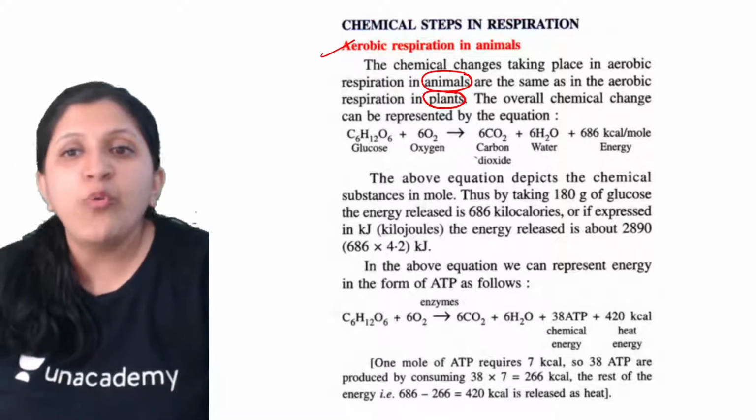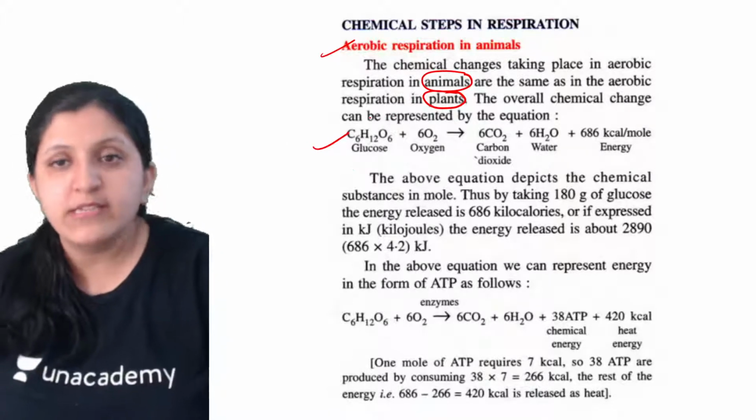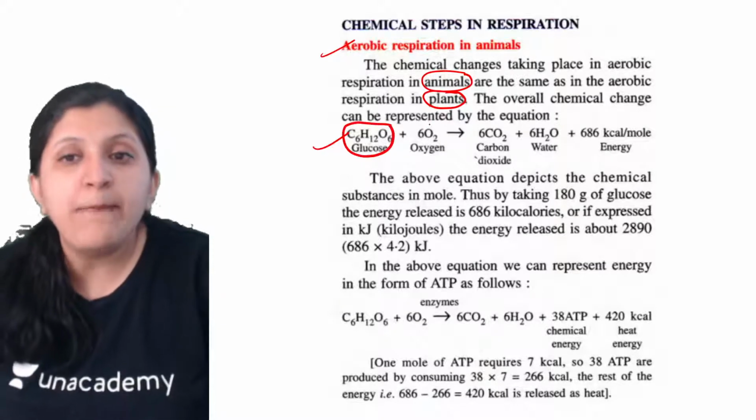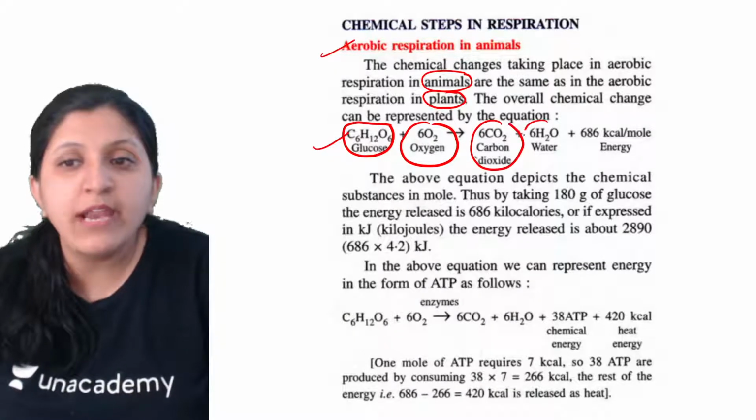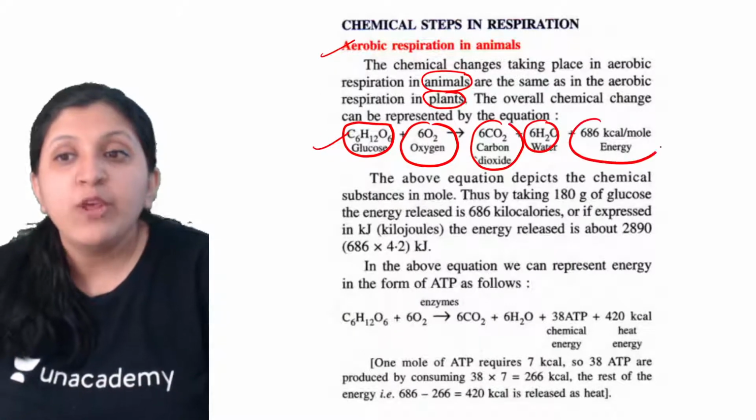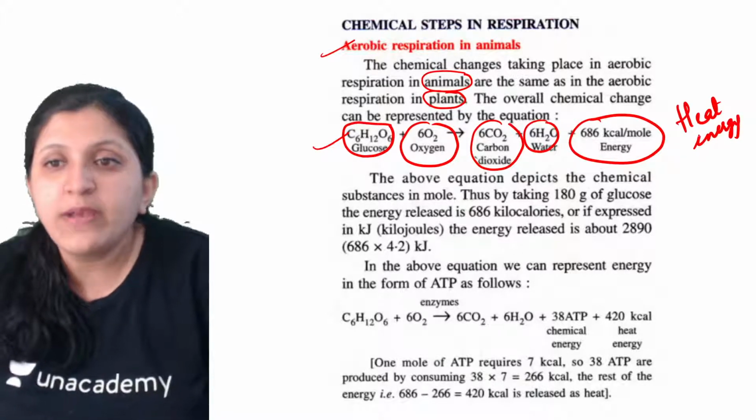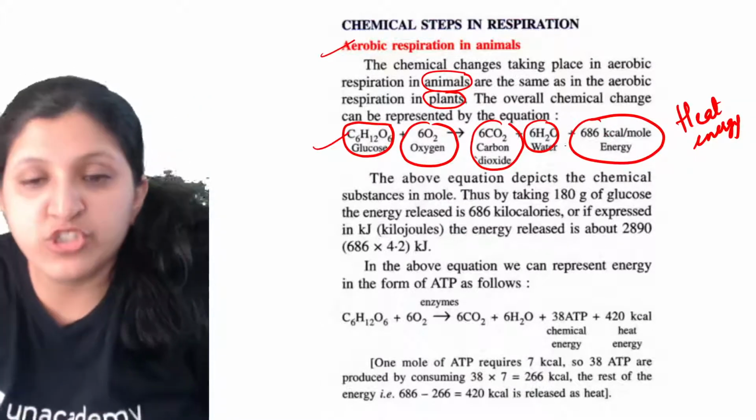The overall chemical representation of the respiration equation is that glucose combines with oxygen to produce carbon dioxide, water, and, as you need to observe here, heat energy. That is 686 kilocalories per mole of energy produced.